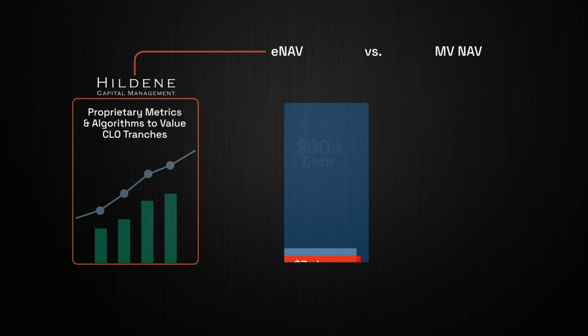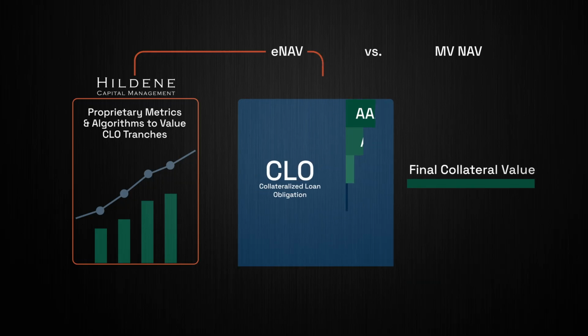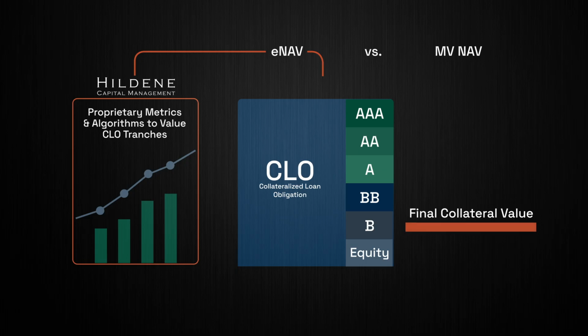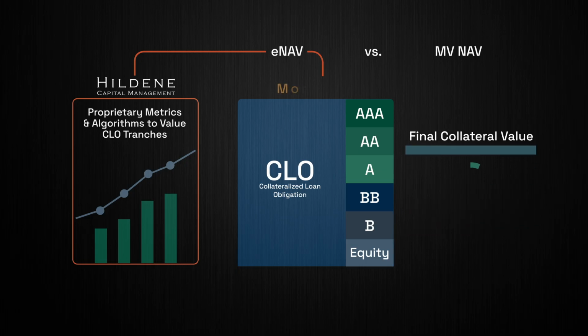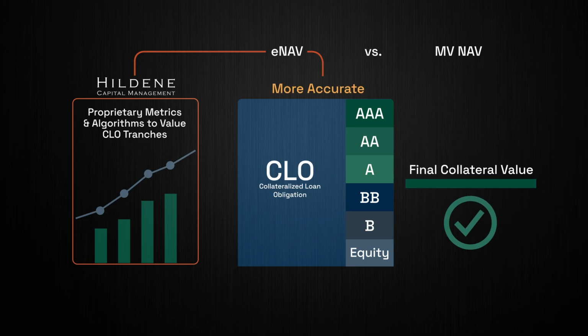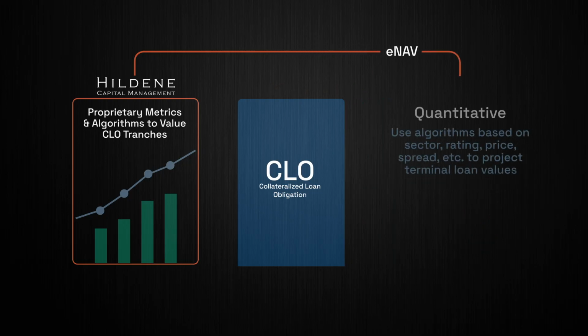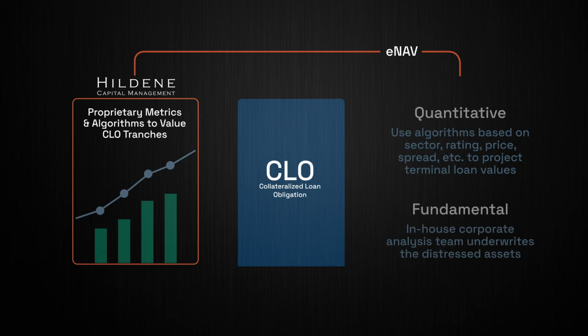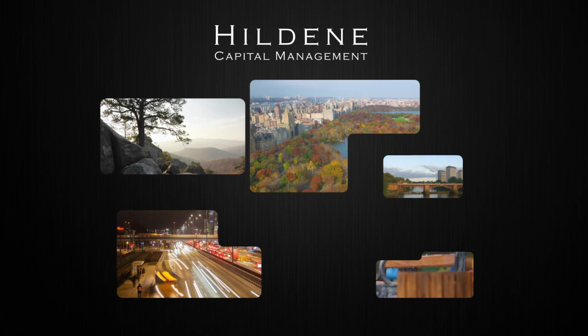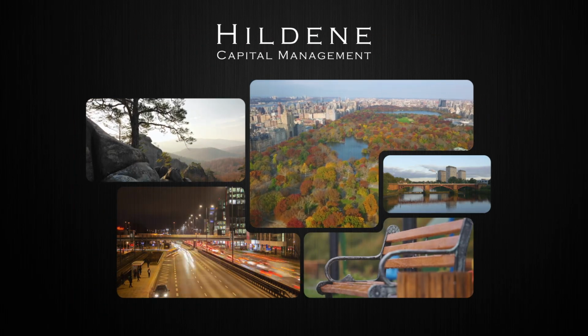Hildene uses its expected NAV or ENAV metric to estimate the final collateral value, which Hildene believes to be more accurate than MVNAV. ENAV is derived through a combination of quantitative analysis of the loan pool and fundamental analysis of distressed assets within the CLO's portfolio. At Hildene, we consider various nuances of a CLO when making our investment decision.